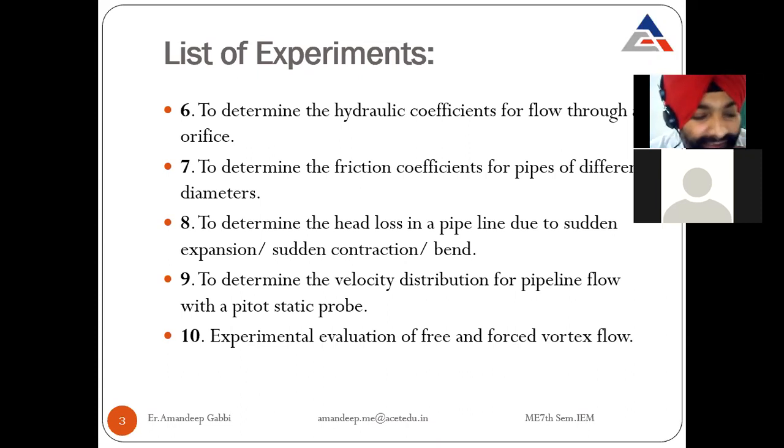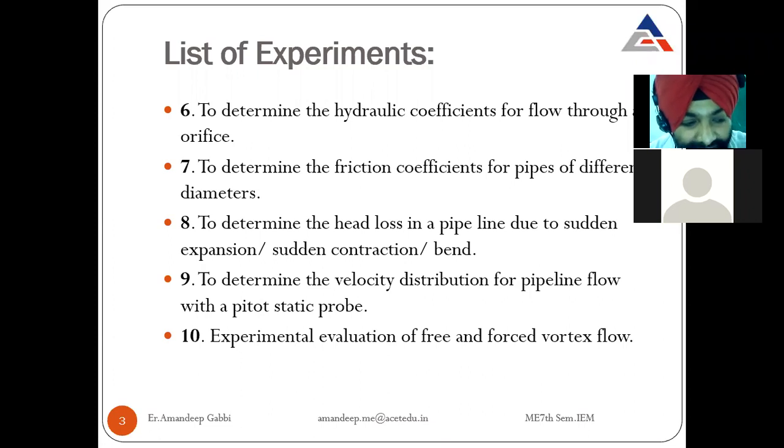Number 9, to determine the velocity distribution for pipeline flow with a Pitot static probe. Again, there is a measuring device, that is the Pitot static tube. We study the effect of this with the help of the Pitot static tube, with some measuring instruments like a pressure measuring device, then a container for measuring the water that is discharged from that Pitot static tube, and so on.